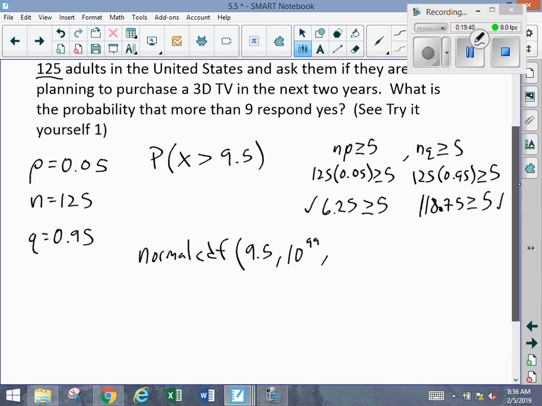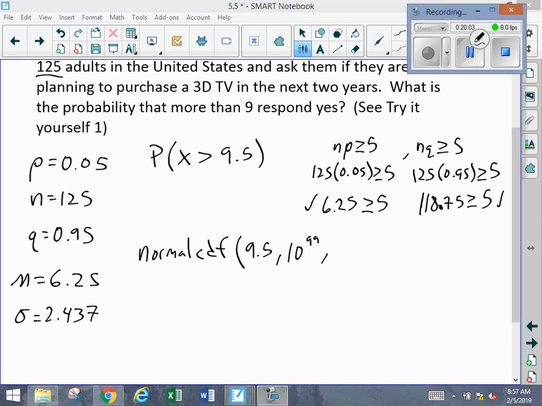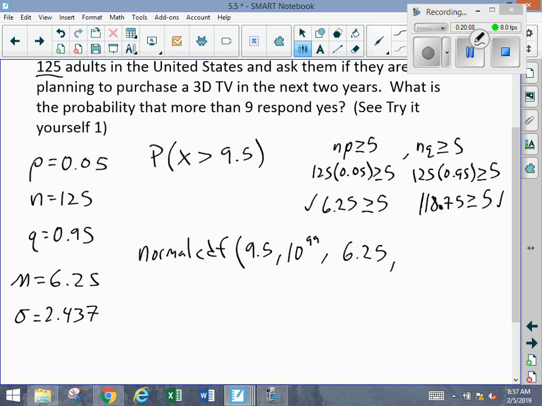So we need a mean. Yep, our mean is 6.25, we calculated that. And what did we say our standard deviation was from previous? I have it here, hold on. 2.437, thank you. So then mean 6.25, standard deviation 2.43.